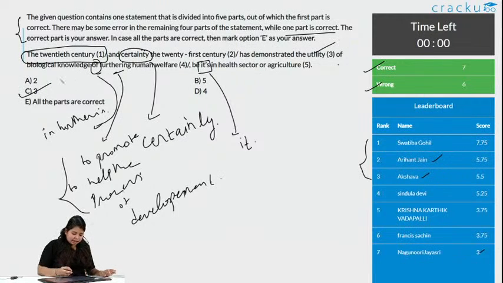Option C is the correct answer. Now let us read the corrected sentence after all the replacements. The 20th century and certainly the 21st century has demonstrated the utility of biological knowledge in furthering human welfare, be it in health sector or agriculture. So this is a perfectly grammatically correct and contextually correct sentence. So your option C is the correct answer. And this was the last question.